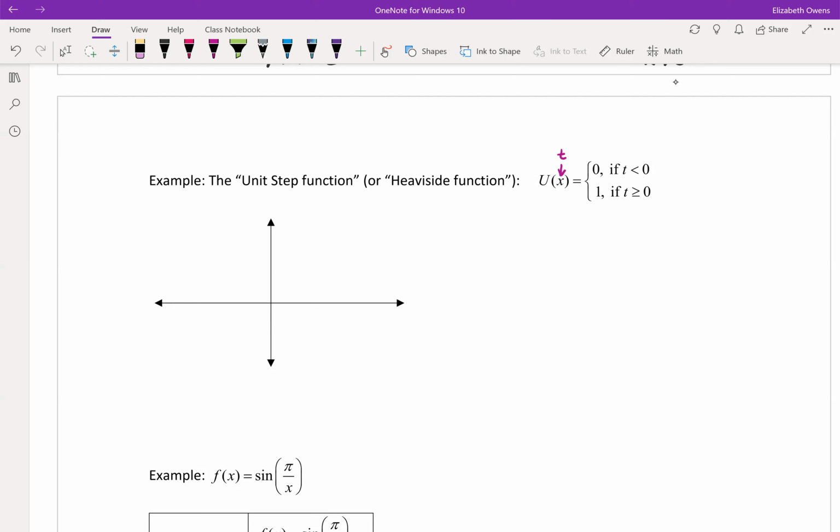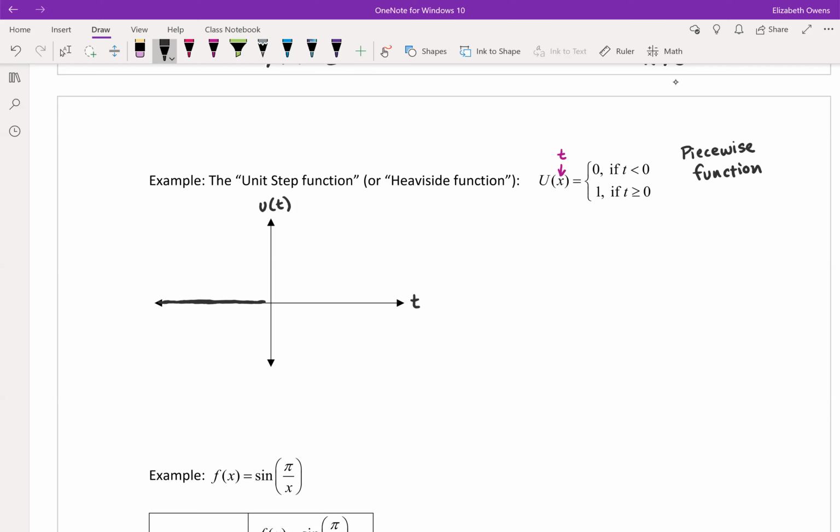Okay, so this is a piecewise function. Two pieces, and a different piece is active depending on which t value you're looking at. So when we graph this, t versus u of t, as long as t is less than 0, then u of t is 0. So that looks like this. 0, 0, 0 values along there.